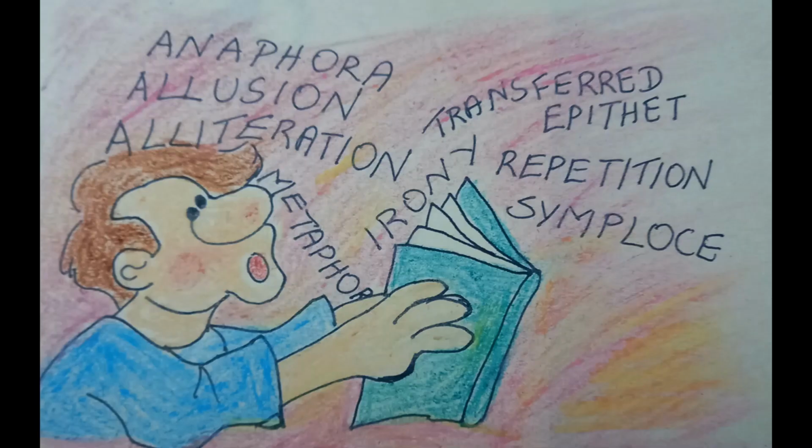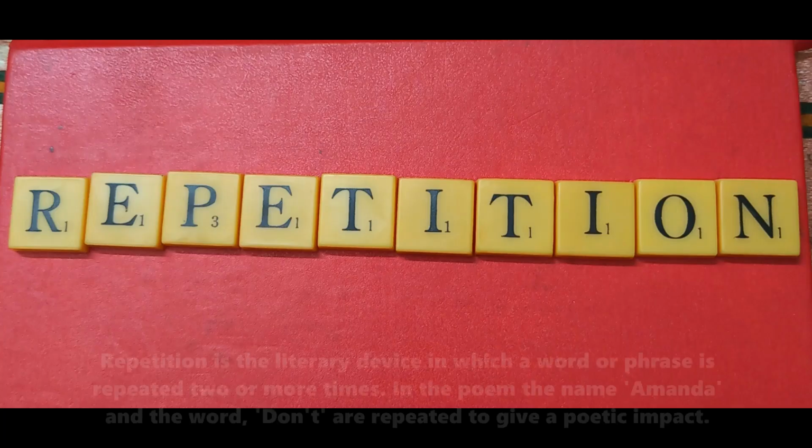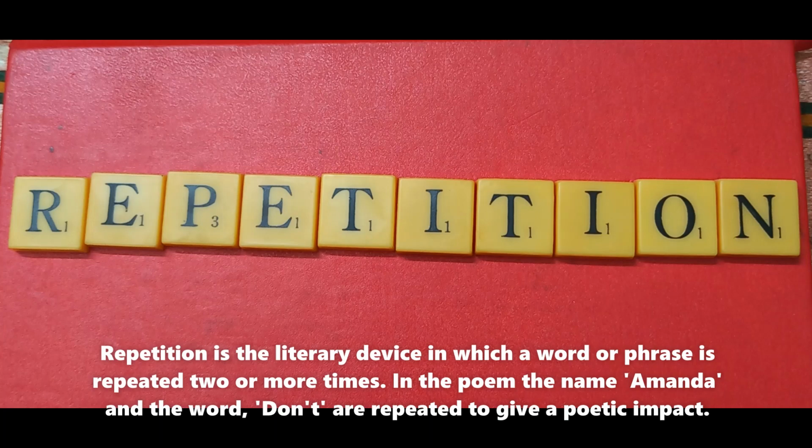We have the use of repetition, metaphor, allusion, anaphora, transferred epithet, alliteration, and irony. Let's understand these one by one. Repetition is the literary device in which a word or phrase is repeated two or more times. In the poem, the name Amanda and the word don't are repeated to give a poetic impact.